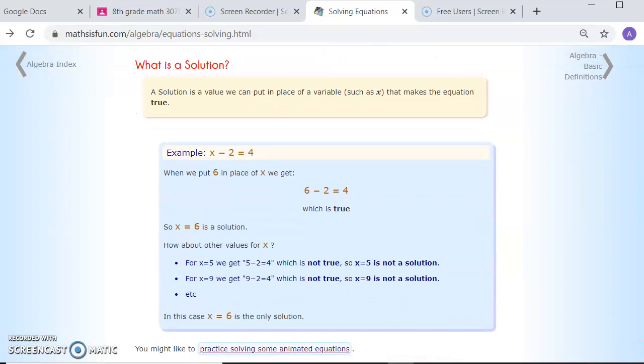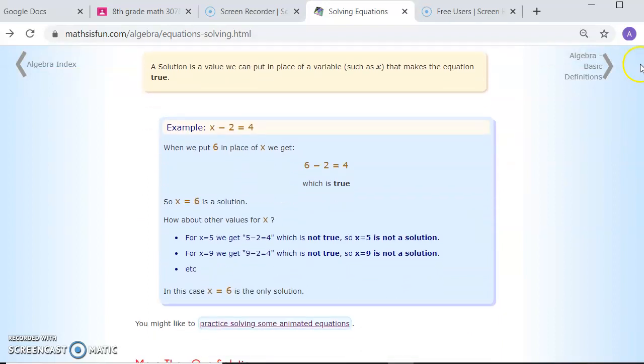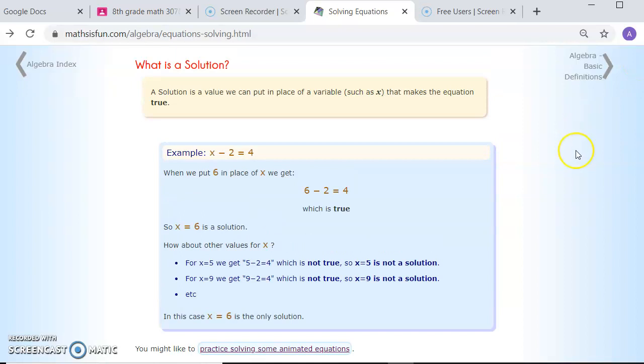What is the definition of a solution? Well, let's take a look. A solution is a value we can put in place of the variable, such as x, that makes the equation true. So how can we make x minus 2 equals 4 true? Well, by making x 6. 6 minus 2 is equal to 4, which is true. Any other value cannot be true for this particular equation.